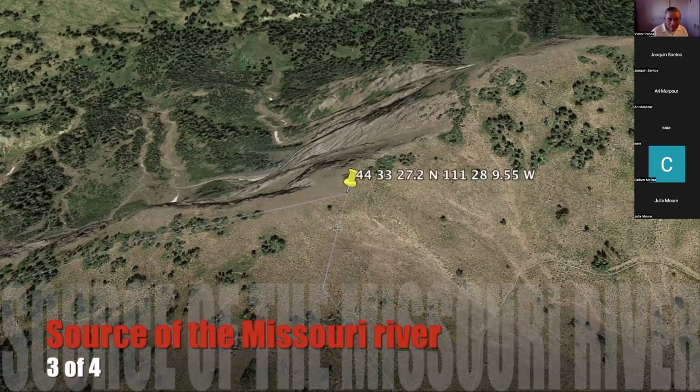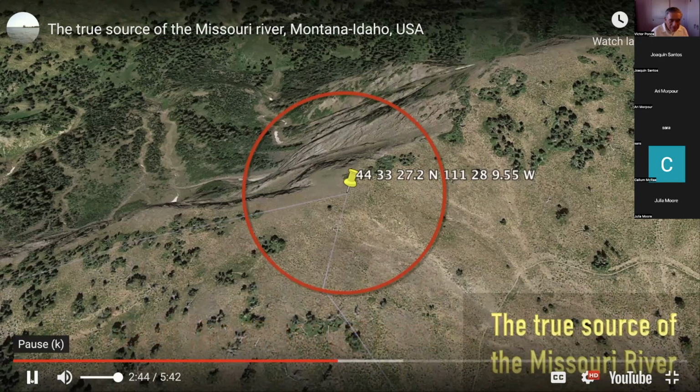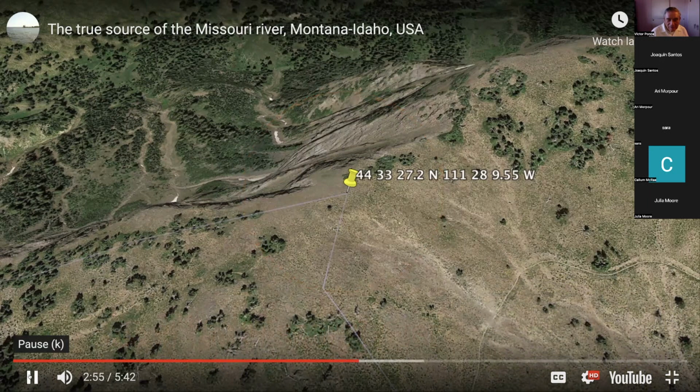The true source of the Missouri River is in the Rocky Mountains on the U.S. Continental Divide at 44 degrees, 33 minutes, 27.2 seconds north, and 111 degrees, 28 minutes, 9.55 seconds west, at an elevation of 2,864 meters, that is 9,396 feet. Right, the water falling over here is going to one state, and this is for another state. This is the Continental Divide.